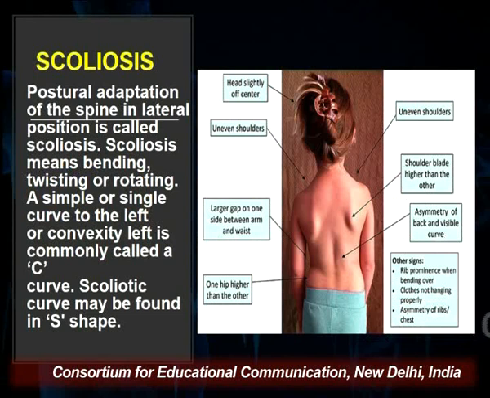Now let's see scoliosis. You can see in the picture that your spine becomes S shaped in this scoliosis deformity. Postural adaptation of the spine in lateral position is called scoliosis. Scoliosis means bending, twisting or rotating. A simple or single curve to the left, or convexity left, is commonly called a C curve. A scoliosis curve may also be found in S shape.